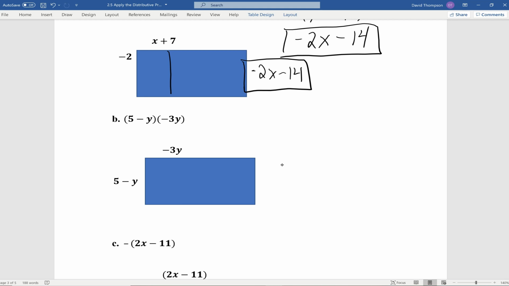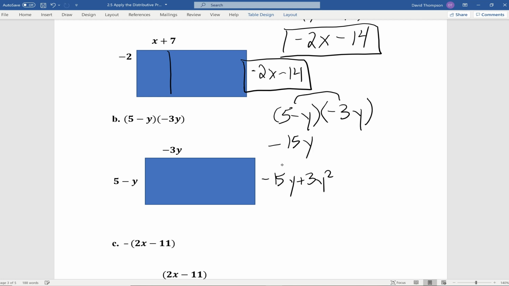So if we distribute, 5 times negative 3 would be negative 15y. And negative y times negative 3y should be positive 3y squared. So let's see that worked out using the traditional distributive method. Negative 3 times 5 would be negative 15y. Negative 3 times negative y will be positive 3y squared. And we got the same answer.